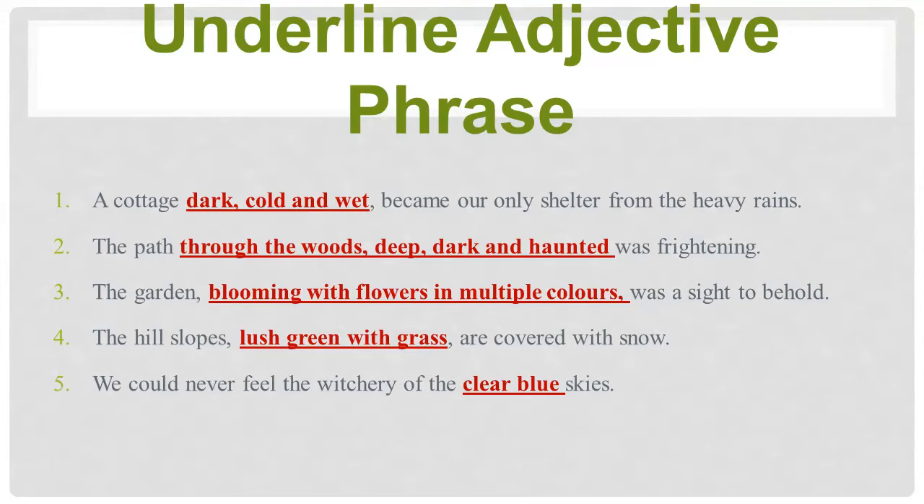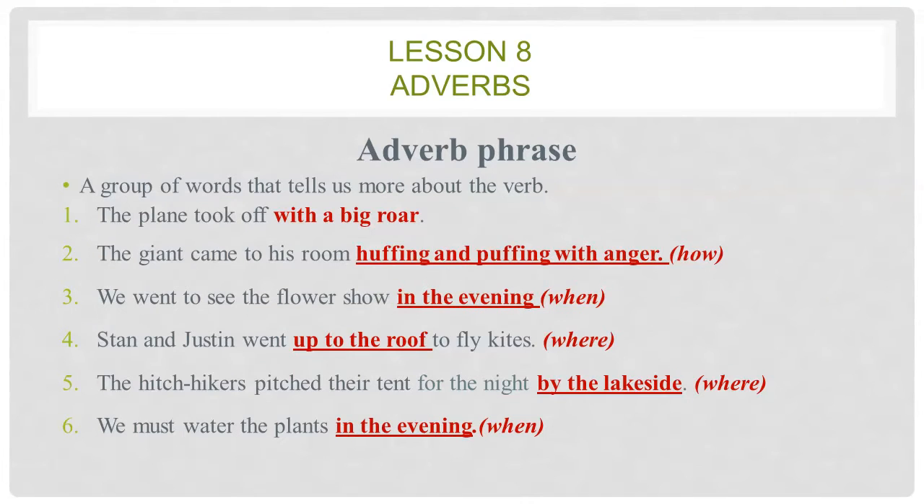Lesson number 8, adverb. Adverb phrase. Adverb phrase is a group of words that tells us more about the verb. Just like adjective phrase, adverb phrase is a group of words that describes a verb. Adjective describes a noun. Adverb describes a verb. Sentence number 1. The plane took off with big roar. Took off is verb. With big roar is adverb phrase.